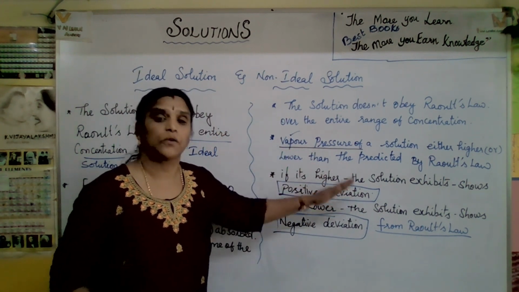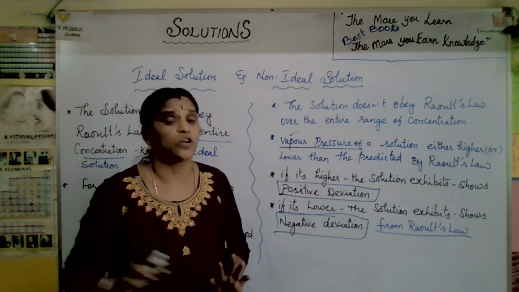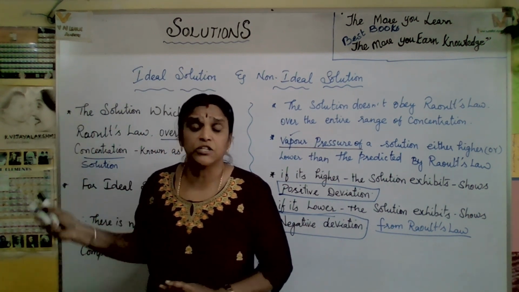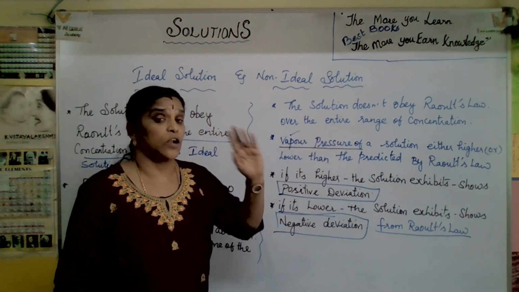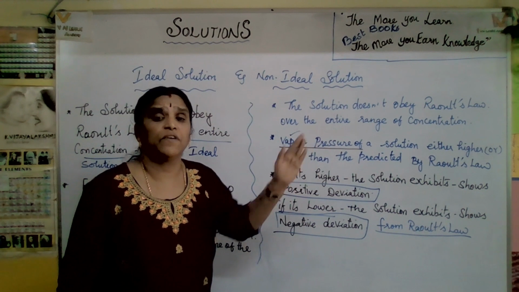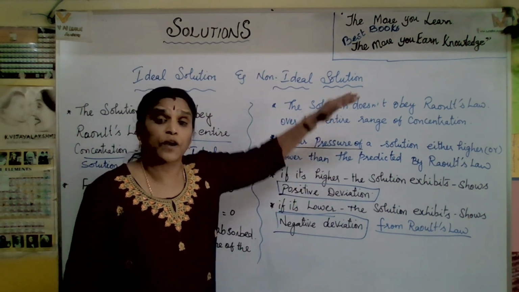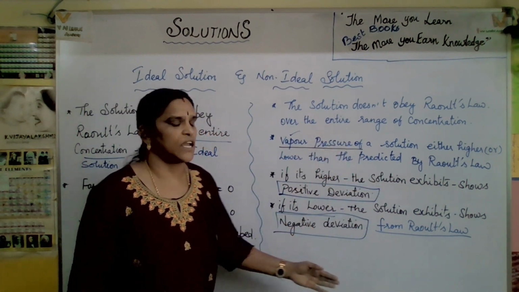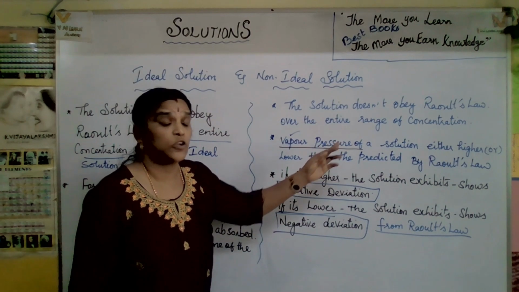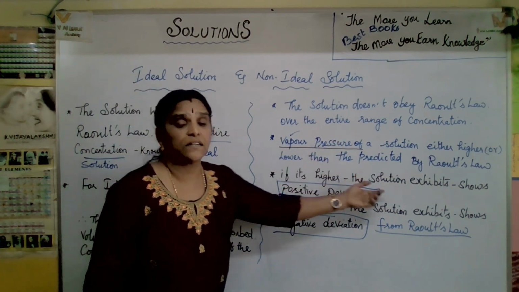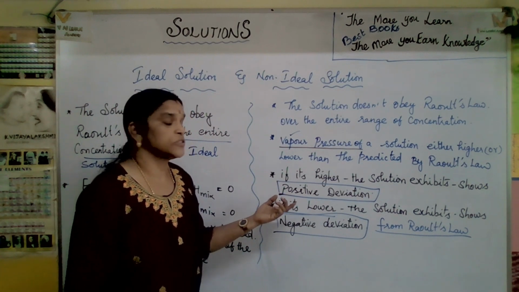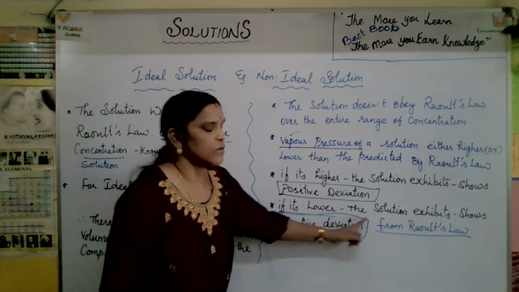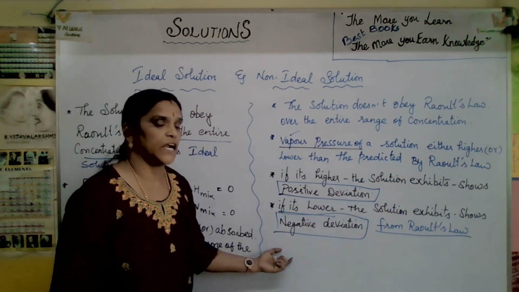We get that question from the non-ideal solution only. We do not get questions on positive or negative deviation from the ideal solution. So this is very, very important. Where do we identify positive deviation and negative deviation? That is from the non-ideal solution. How do we identify them? If the vapor pressure of the solution is higher than predicted, the solution shows positive deviation. Suppose the vapor pressure of the solution is lower, the solution exhibits negative deviation.